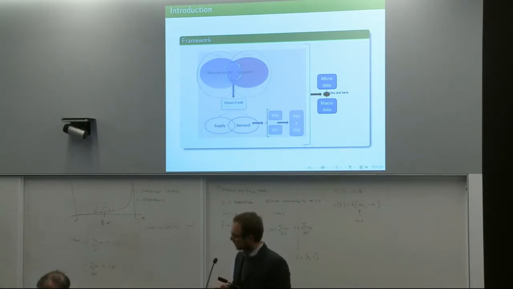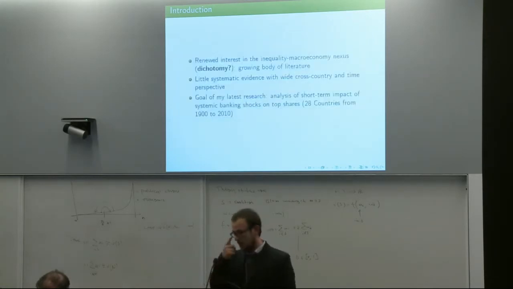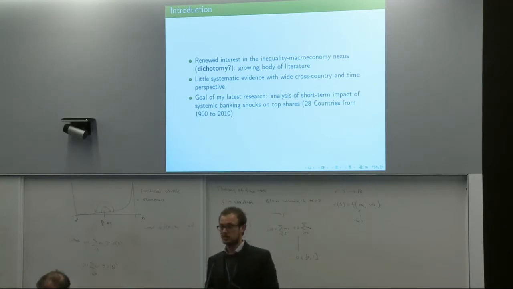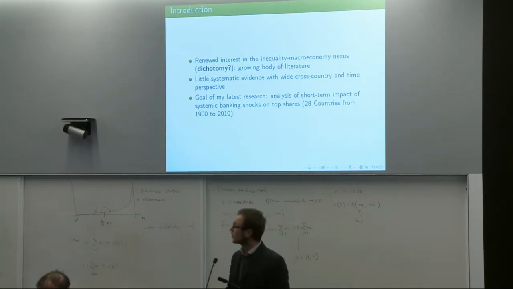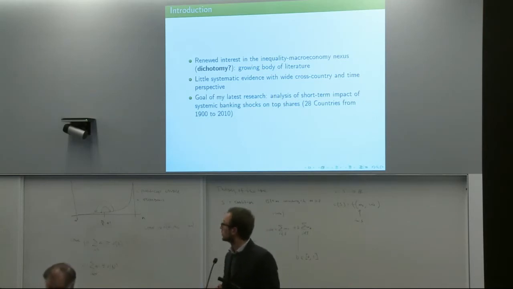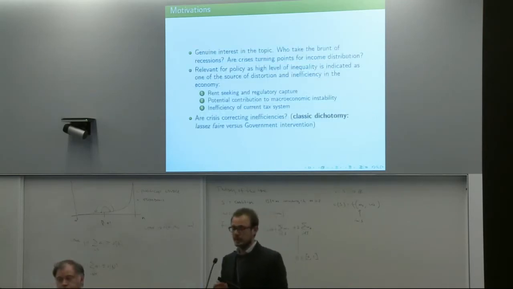So having had this little detour, now I'll step back to the initial step, which is trying to understand what are the major distributional implications of macroeconomic shocks. And I will do that by analyzing the way top income shares respond to major systemic banking crises over the course of 100 years in 28 different countries, representing a third of world GDP. We obviously care about understanding who takes the brunt of the recession. We would like to understand whether major crises can mark a turning point for income distribution.